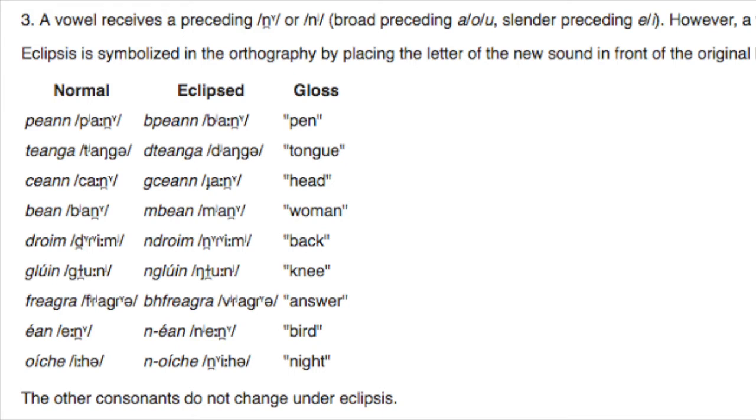For example, piaun, pen, changes to biaun. Tianga, tongue, changes to dianga. Kiaun, head, changes to gyaun. Ban, woman, changes to man. Drim, back, changes to nrim. Gluon, knee, changes to nluon.